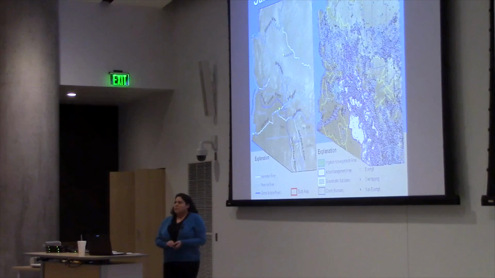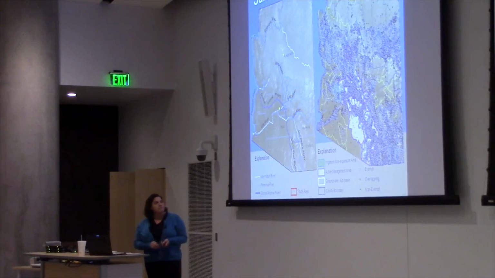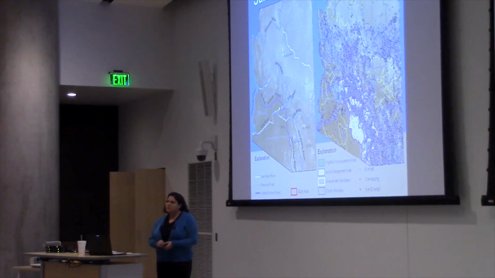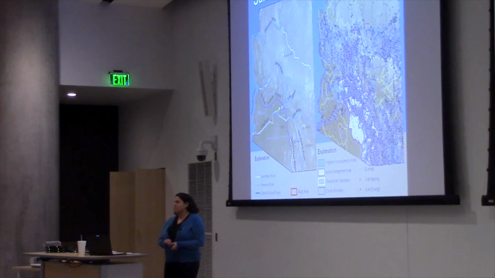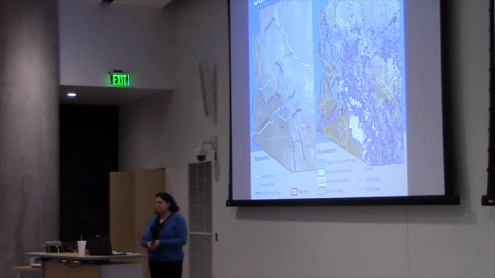So this is an example of where our surface water is and where our groundwater is. And the white wells, all these little tiny dots all over the place, are exempt wells, which means that they pump less than 35 gallons per minute, which means that if they're required to report, they are exempt from reporting.